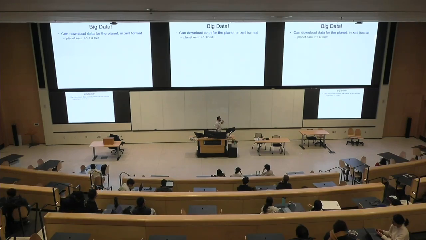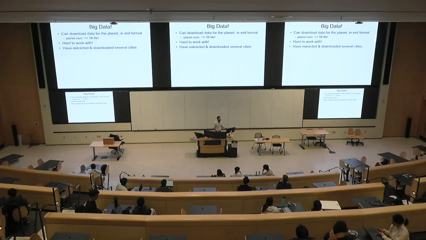For example, the file for the whole planet is bigger than 1 terabyte, and processing this data might be really slow and very inefficient. It's very hard to work with. So we have extracted and downloaded several cities for you to work with, so you don't have to work on the whole planet at once. For example, we've extracted the maps specifically for Toronto, or Berlin, London, New York, etc.